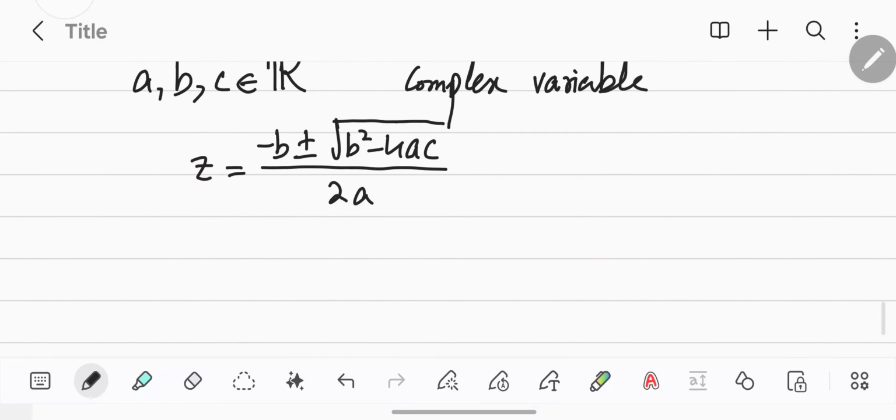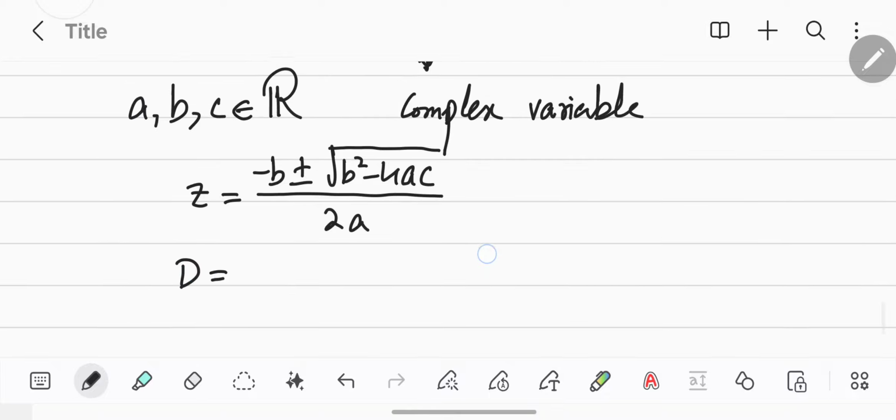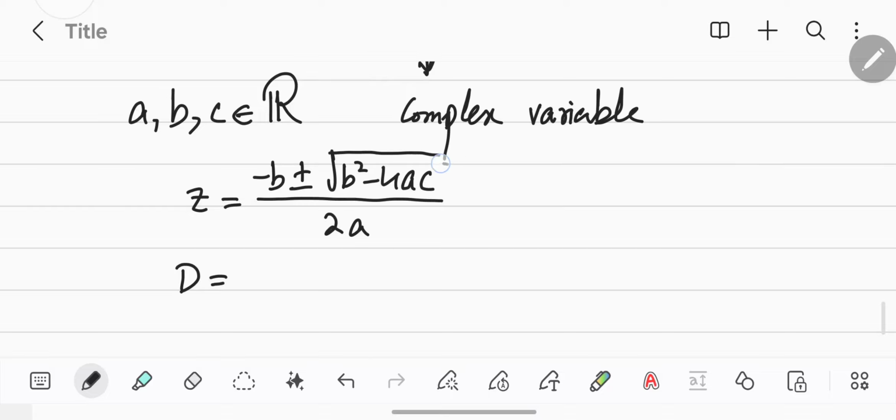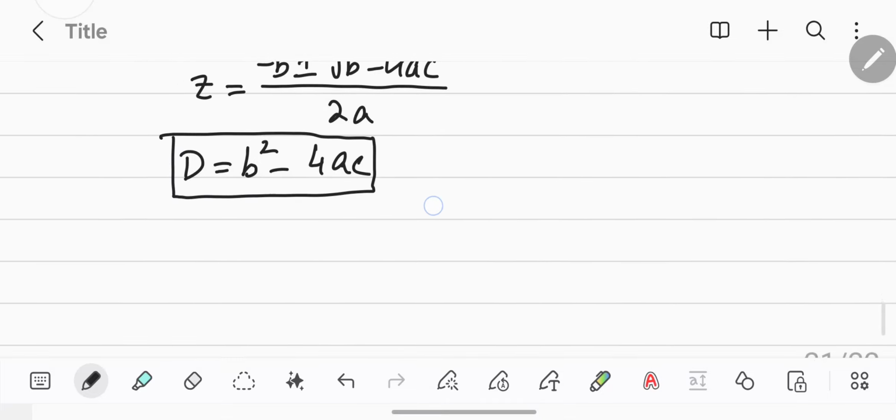So the question is when we will get complex roots and when we will get real roots. Here we have 2 points. The first point is the discriminant. What is the discriminant here? The thing which is inside the square root is called the discriminant. I can call it D, b² - 4ac.